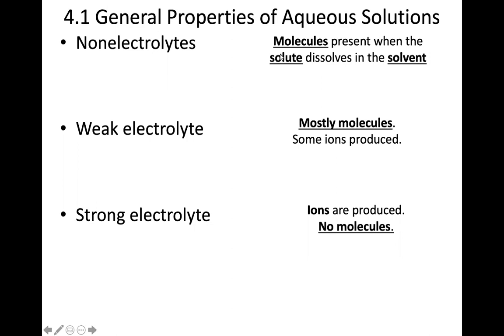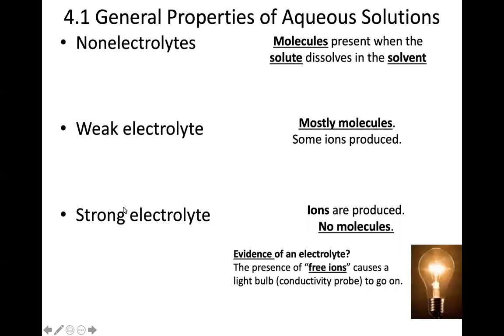So if you add the solute to the water, to the solvent, if the thing that you are adding remains as molecules, we call that a non-electrolyte. A weak electrolyte would be mostly molecules, but you might have some ions present as well. In a strong electrolyte, we have ions present when it dissolves and we don't see any molecules there. So these would be our general initial classifications.